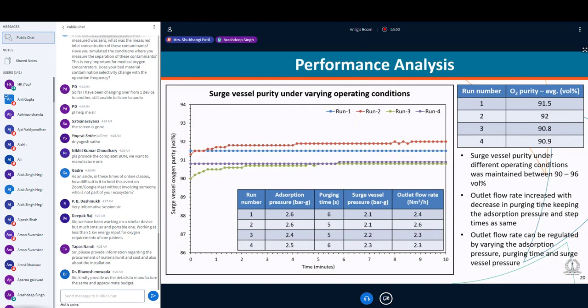Then the surge vessel pressure was maintained between 2.1 and 2.3, and the flow rate at the outlet was around 2.3 to 2.6. We have seen that in all the runs the purity was between 90 and 96. As I mentioned, the outflow rate increased when I decreased my purging time, because most of my gas comes out and I use less gas in the purging step. And the third, very important point is that we can regulate the flow rate available at the outlet just by varying the surge vessel pressure and also the feed flow rate. Next slide, sir.